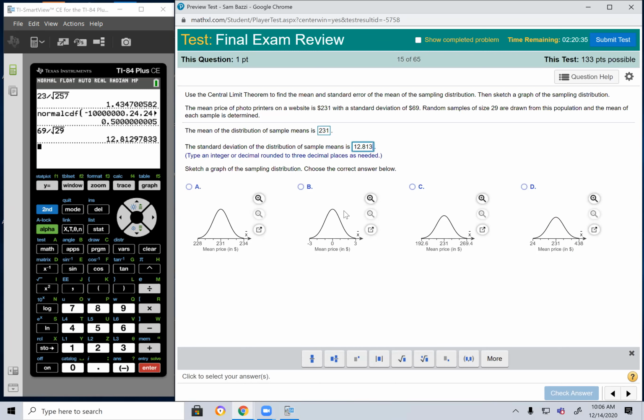And now, guys, you have to find the graph that has a mean of 231 and extends 3 standard deviations of 12.8. 12.8 is about 13. So 231, and if you add 13 three times, it should take you to about 270. And it seems to me like this one will do it right here. So let's see.